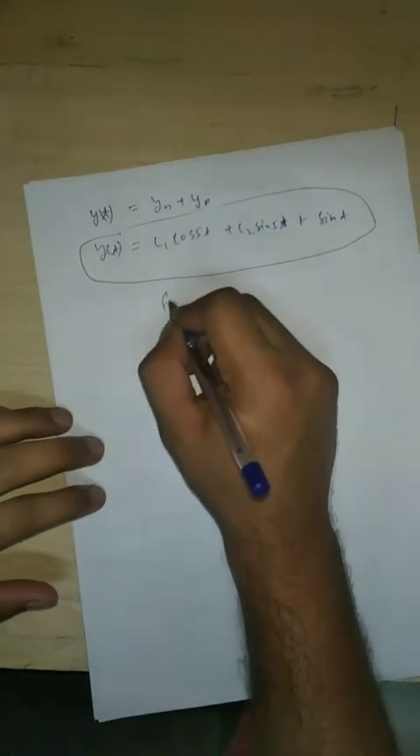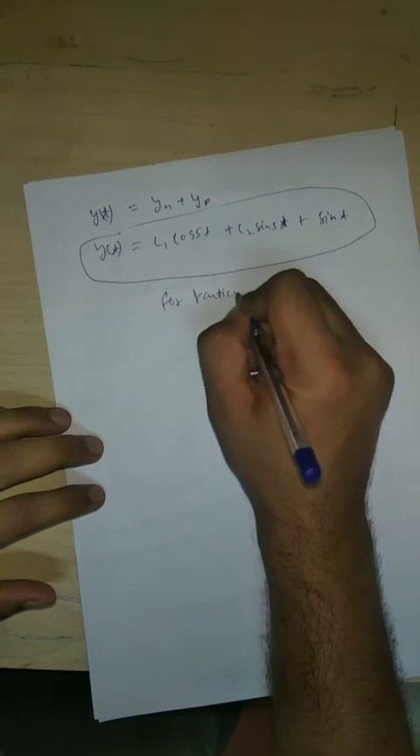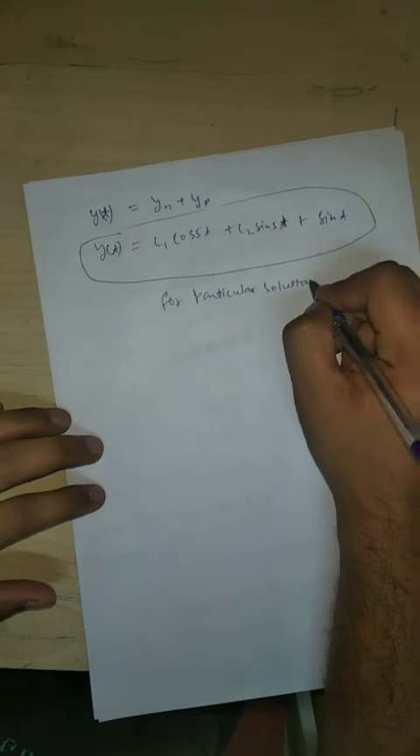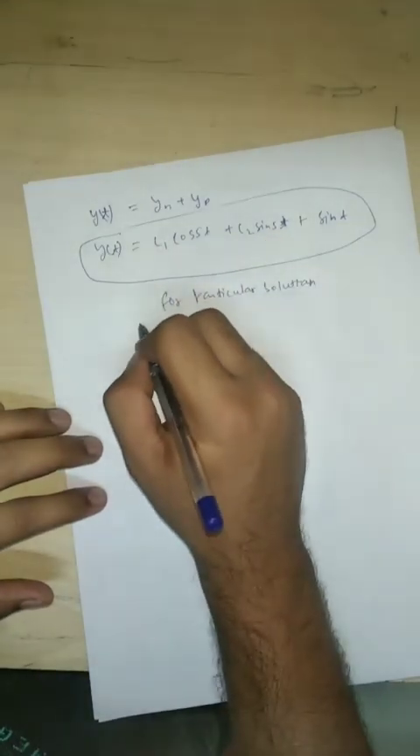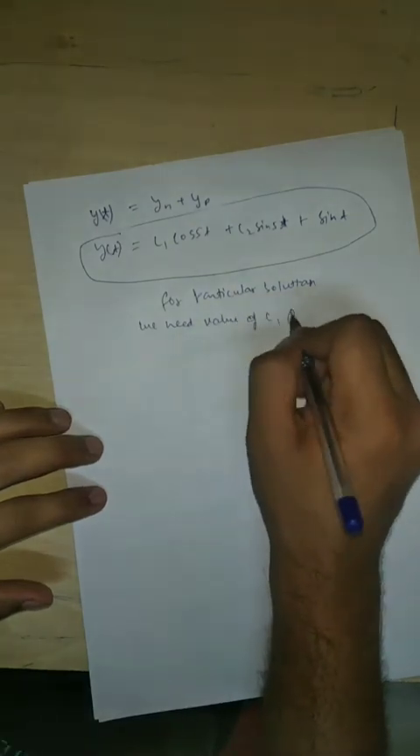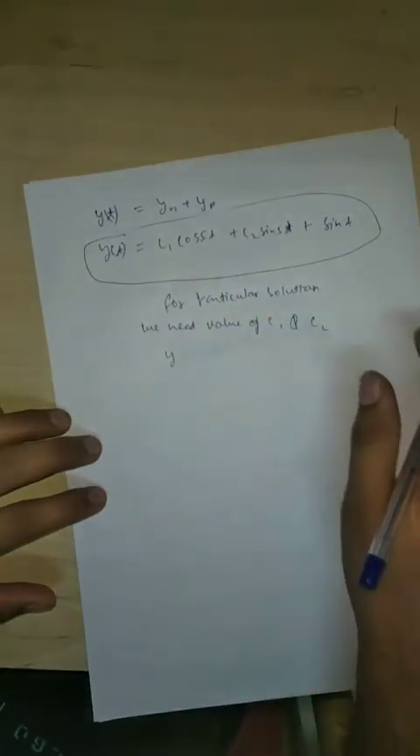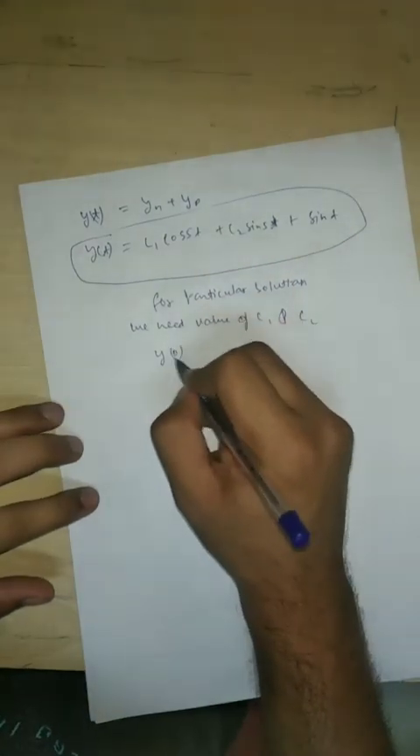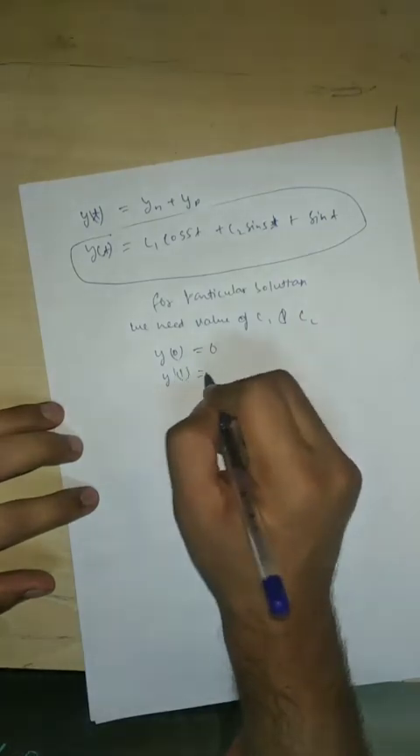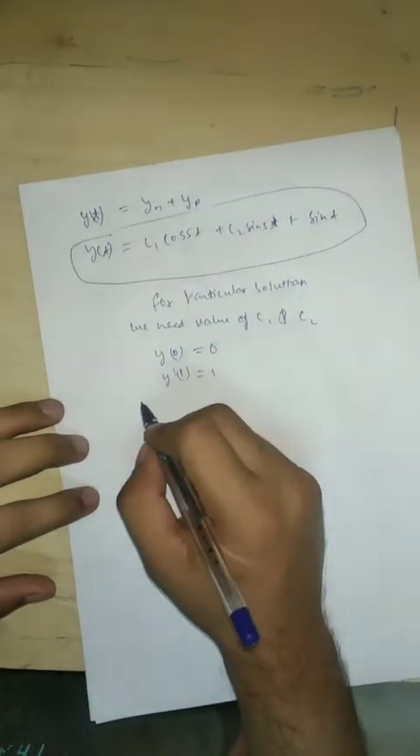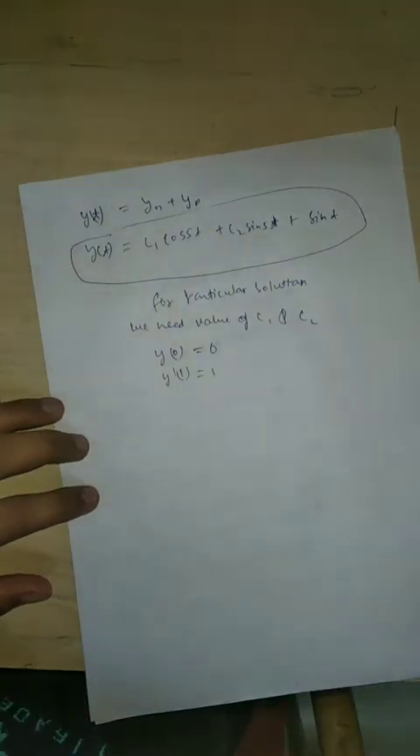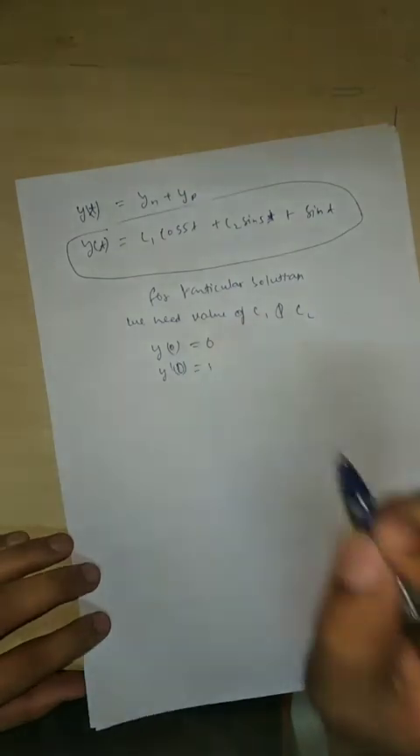Now for the particular solution, we need the values of the constants c1 and c2. For that we'll use the conditions that were given to us: y of 0 is equal to 0, y dash of 0 is equal to 1. We'll put in the conditions and try to find the result.